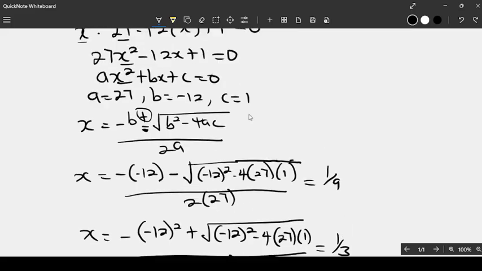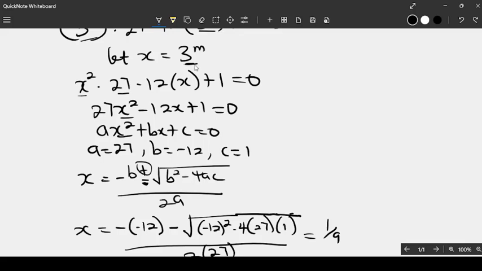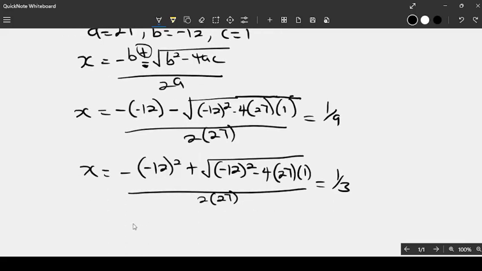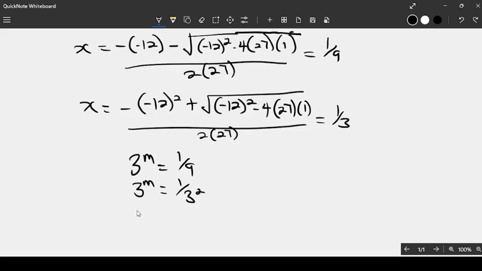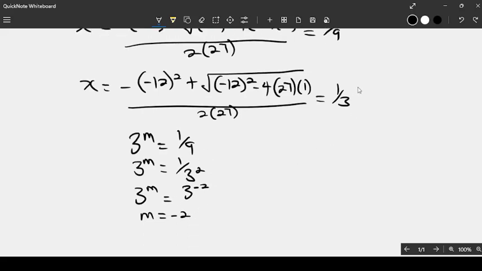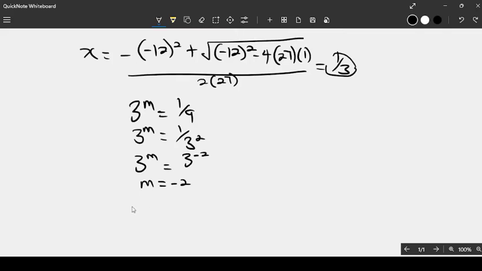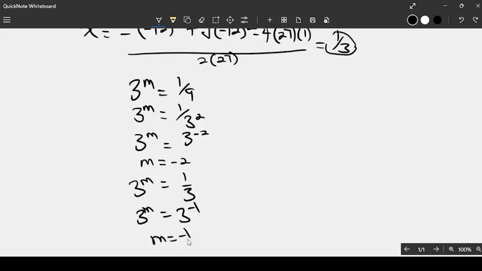Initially, we said that we should let x be equal to 3 exponent m. Therefore, we can say that 3 exponent m is equal to 1 on 9. This can also be written as 3 exponent m equals to 1 on 3 squared. So 3 exponent m equals to 3 exponent negative 2. Therefore m equals to negative 2. Now taking x to be equal to 1 on 3, 3 exponent m equals to 1 on 3, so 3 exponent m equals to 3 exponent negative 1. m is equal to negative 1.